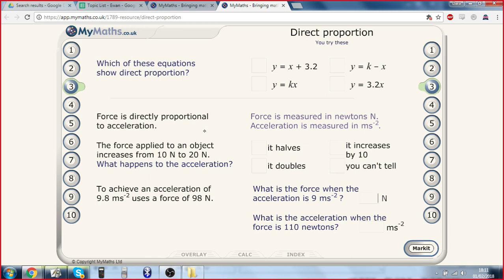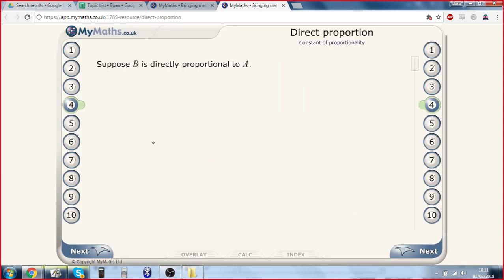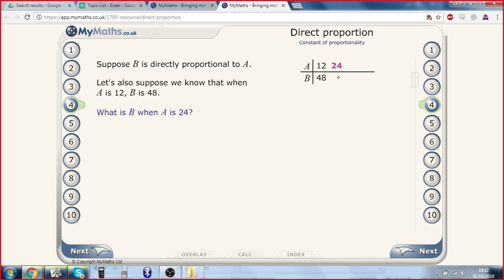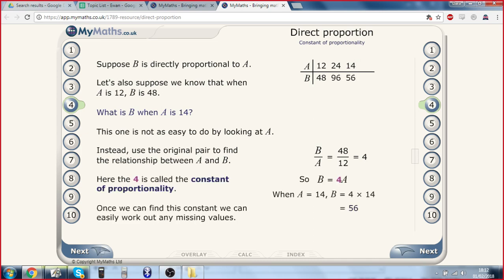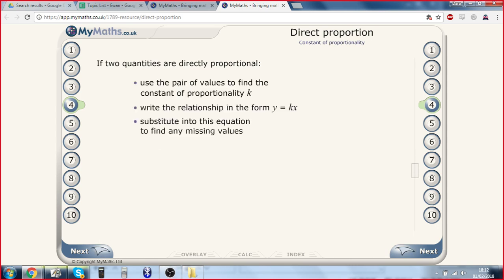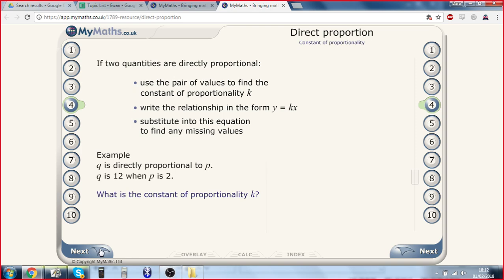This one is a bit silly. Yep, 12. How would you get what goes here? Times by 2. Yeah. So what is B when A is 14? Nah, these are calculator questions. Yep. If two quantities are directly proportional, y equals kx. Yeah. So you can sub the 2 in.